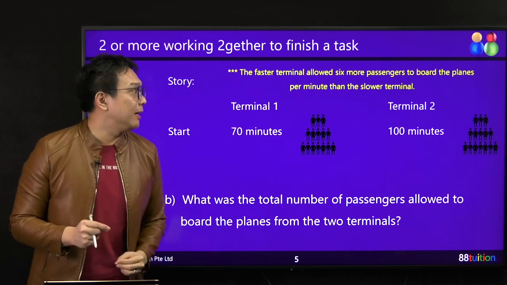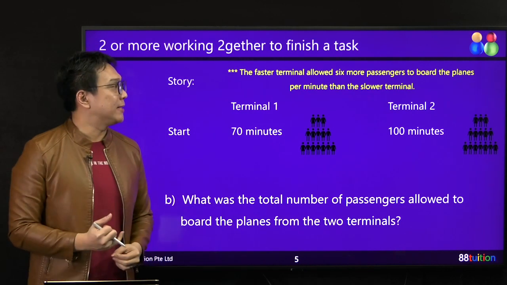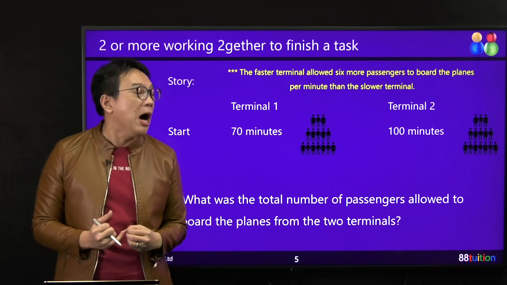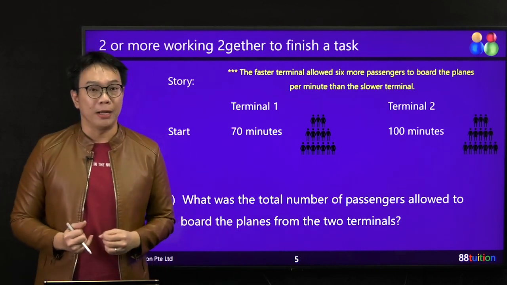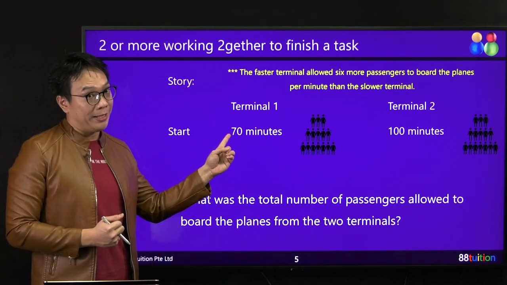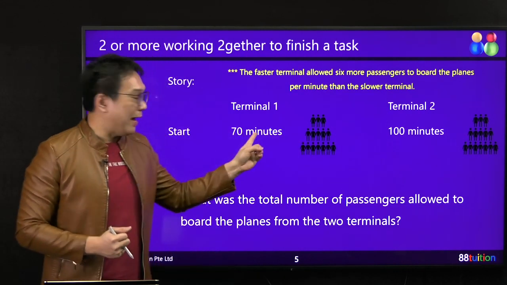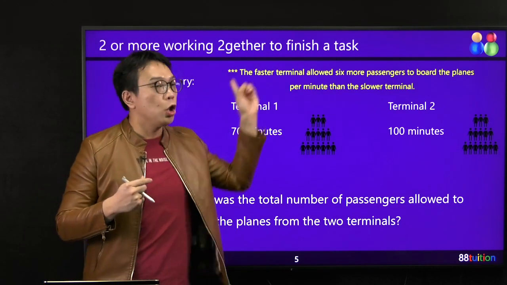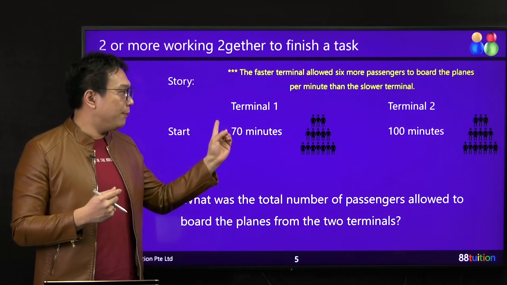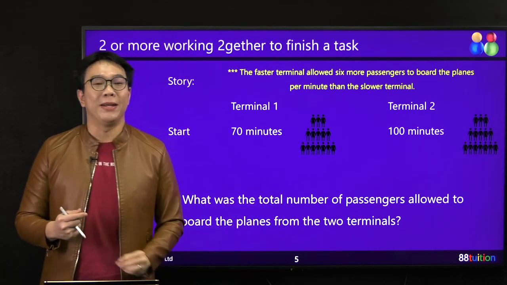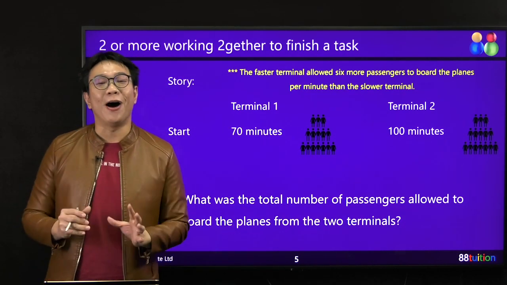The faster terminal allowed 6 more passengers to board the plane per minute than the slower terminal. This one is the faster one, right? We concluded that. This is the slower one. So this one, every 1 minute, 6 more can go up the plane. Every 1 minute, 6 more can go up the plane.